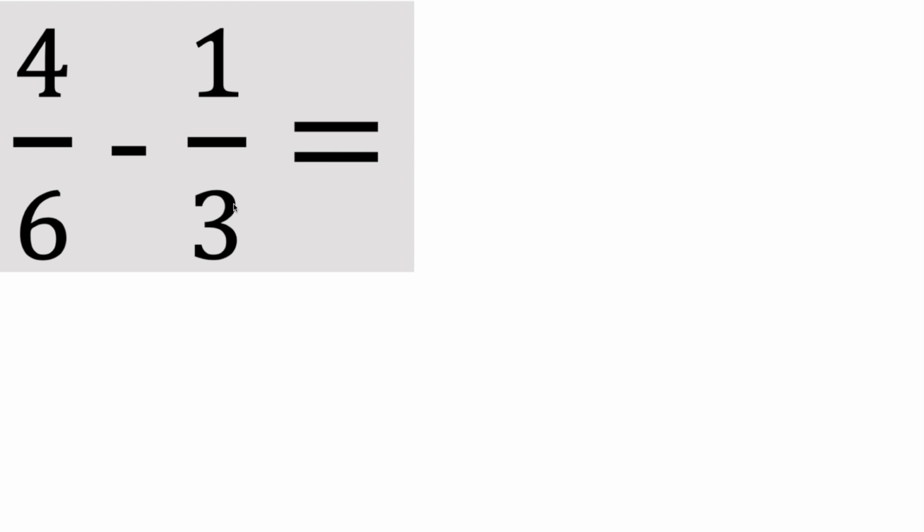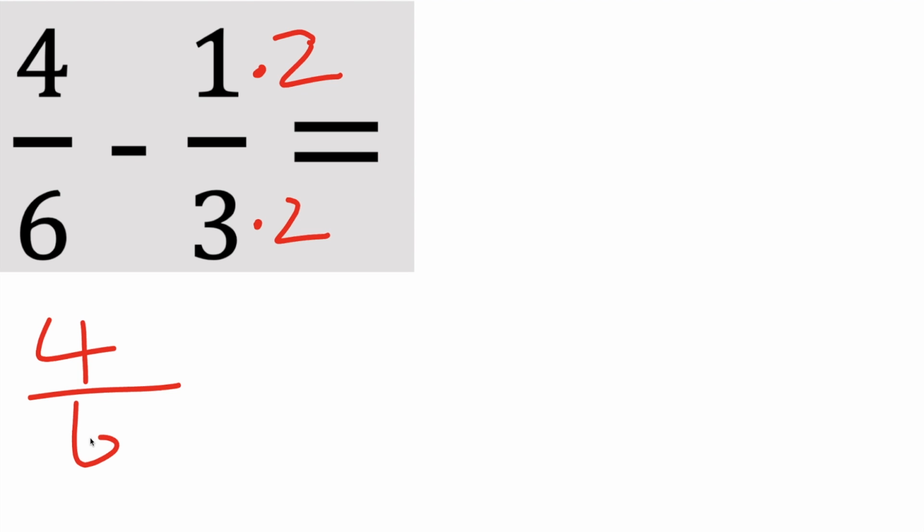Now, we can make this into a 6 if we multiply it by 2. And if we multiply this denominator by 2, you have to multiply this numerator by 2. Because 2 divided by 2 is just 1, and 1 times anything is the same number. So we have 4 divided by 6 minus 1 times 2 is 2, and 3 times 2 is 6. So now we have the same denominator.